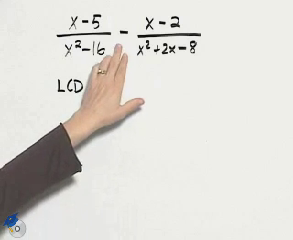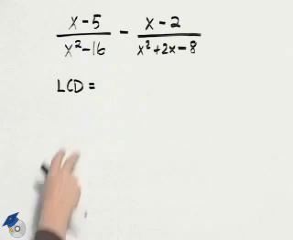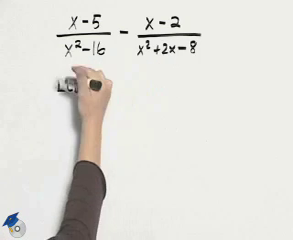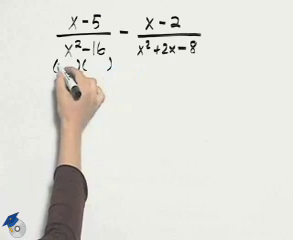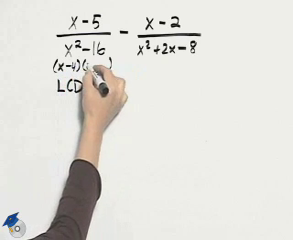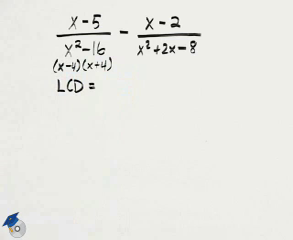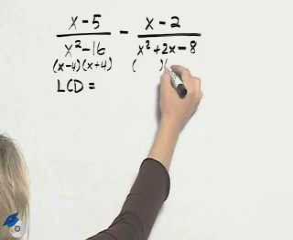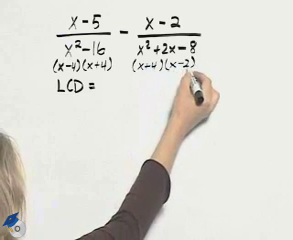The indicated operation in this problem is subtraction, so we know that we need to have a common denominator. Clearly we don't have one, so the easiest way to find a common denominator is to factor each of the given denominators. The first denominator factors into x minus 4, x plus 4. The second factors into x plus 4, x minus 2.